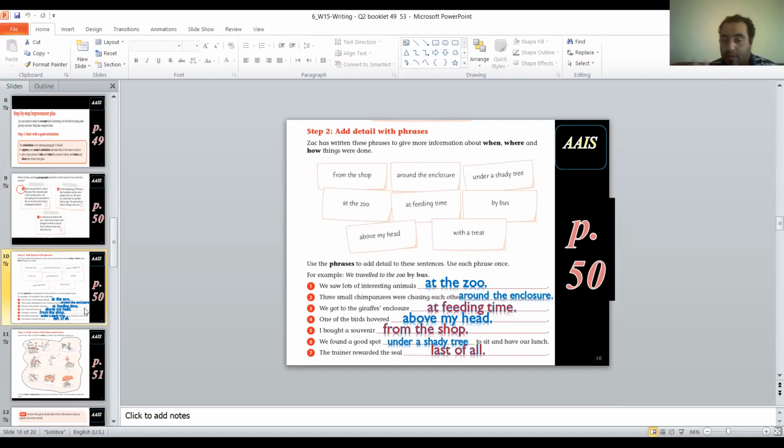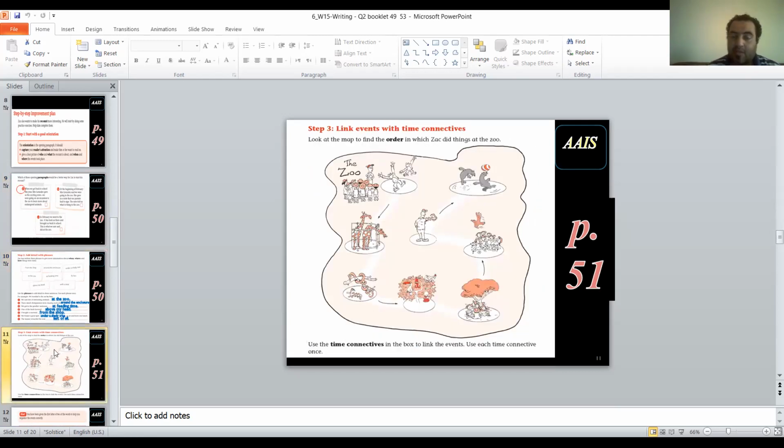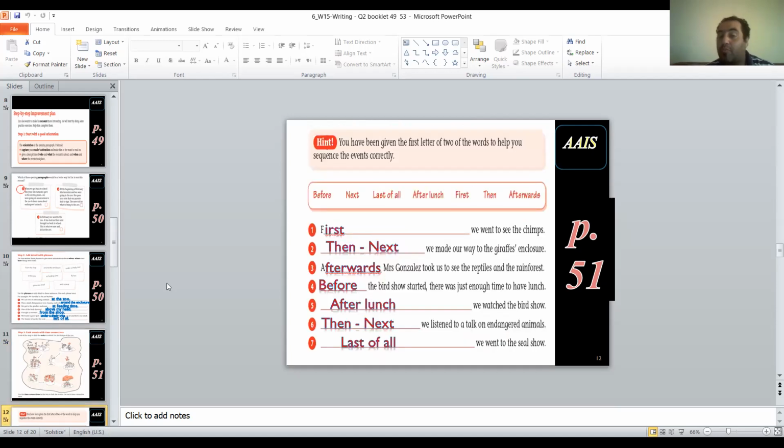Like we have from the shop, around the enclosure, under a shady tree, at the zoo, feeding time, by bus, above my head, with a treat. So you read and you choose one of the phrases to complete the sentence. And here, this is like linking events. This is the sequence in which things happen. You have to look here and complete. In page 51, you use the connectives to complete the sentences. Sometimes they give you the first letter as a clue so that you should know what the word is. Number one is really easy because it's the only one that has the F.